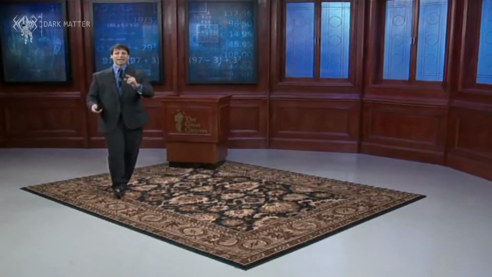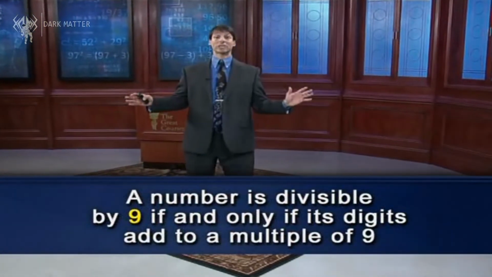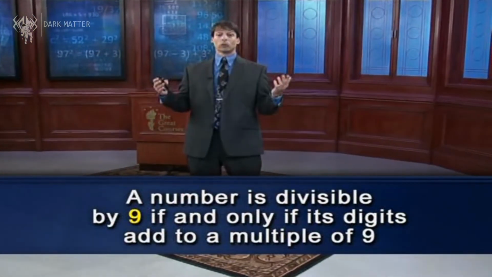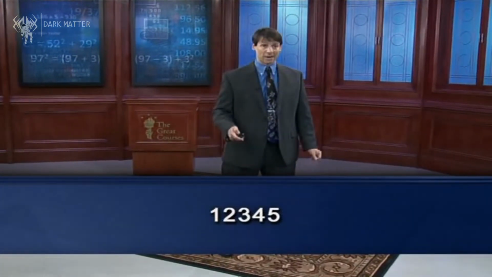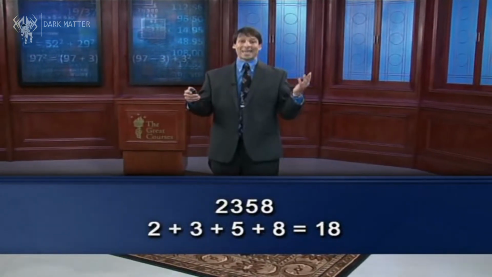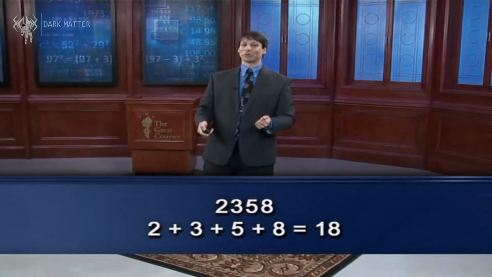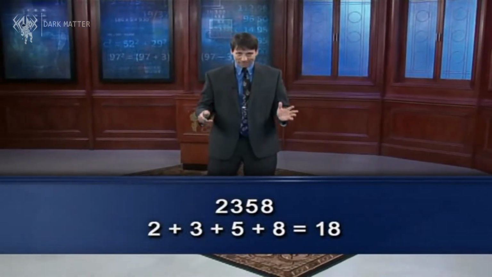The number 9 has the same property. A number is divisible by 9 if and only if the digits add up to a multiple of 9. So 12345 adds up to 15, which is not a multiple of 9, so therefore 12345 is not a multiple of 9. But 2358, those digits sum to 18, and that is a multiple of 9, and therefore so is the number 2358.